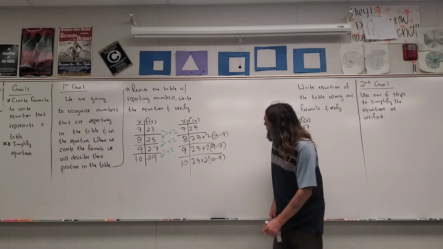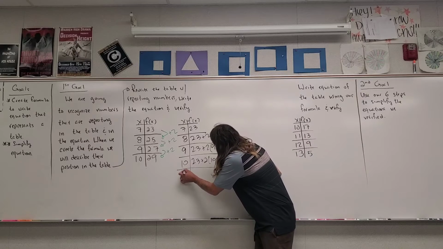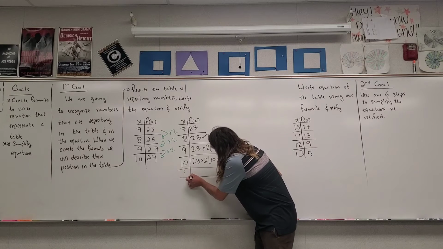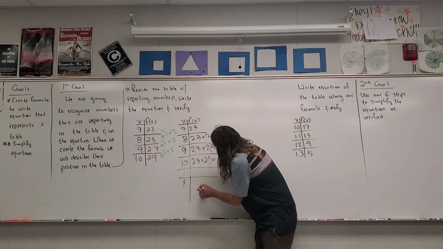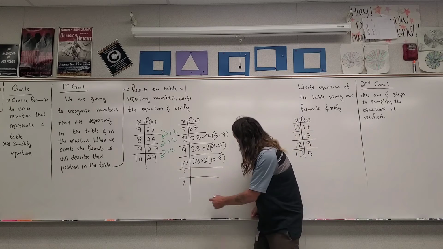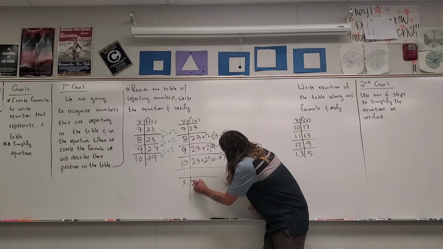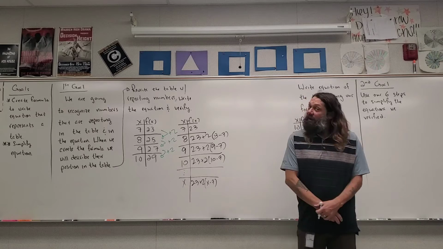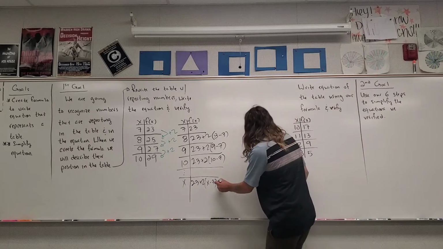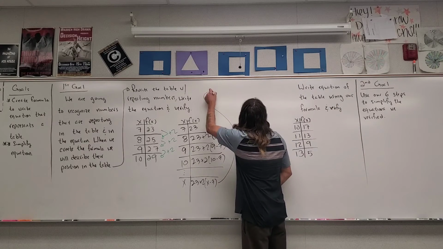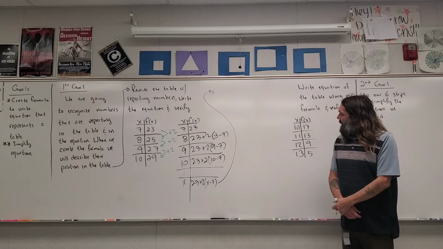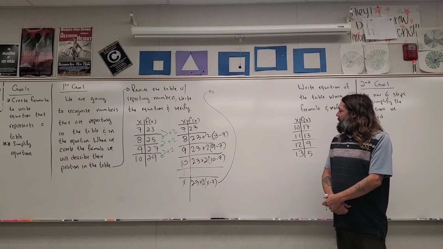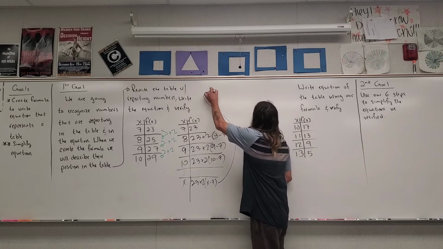Everything else is the same. So I can now generalize to x. So the x row will be 23 plus 2 times x minus 7. All right, which means I can now write our equation. And so our equation is going to be f of x equals 23 plus 2 parentheses x minus 7.